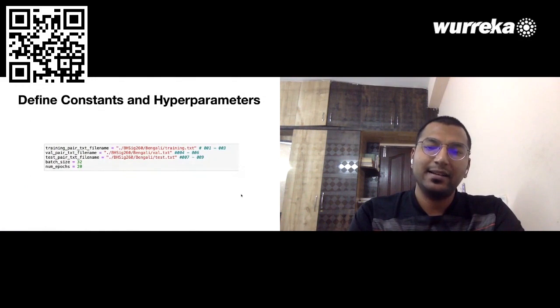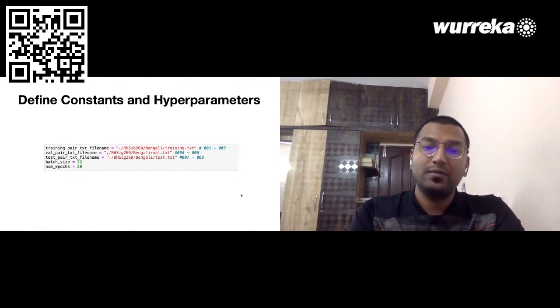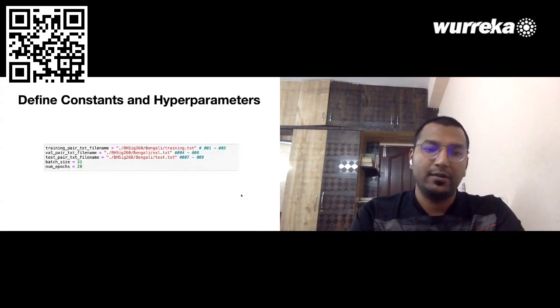You can see that the train, validation, and test sets contain disjoint sets, meaning disjoint users, each containing images from only 3 users. I've just kept it like this for demo purposes. We can keep on increasing that and try it out also.